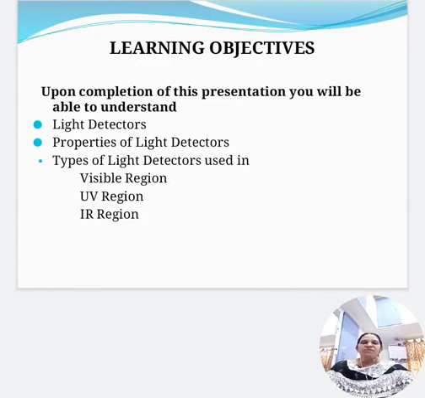Upon completion of this presentation, you will be able to understand what are light detectors, the properties of light detectors, and the types of light detectors used in visible region, UV region and IR region.